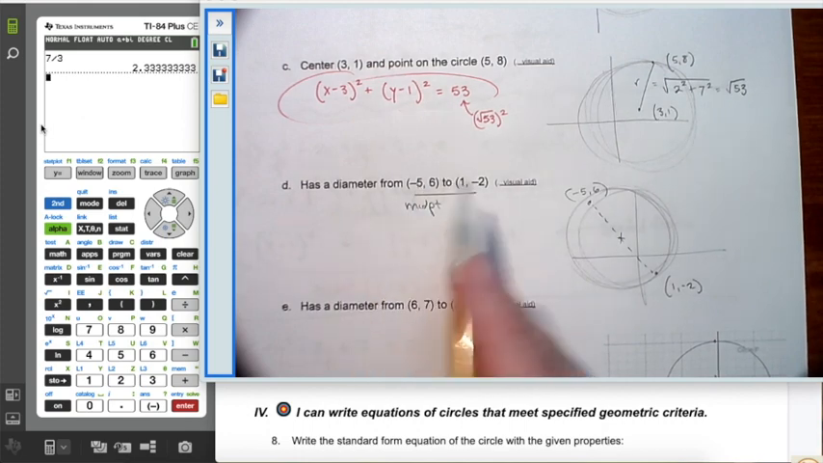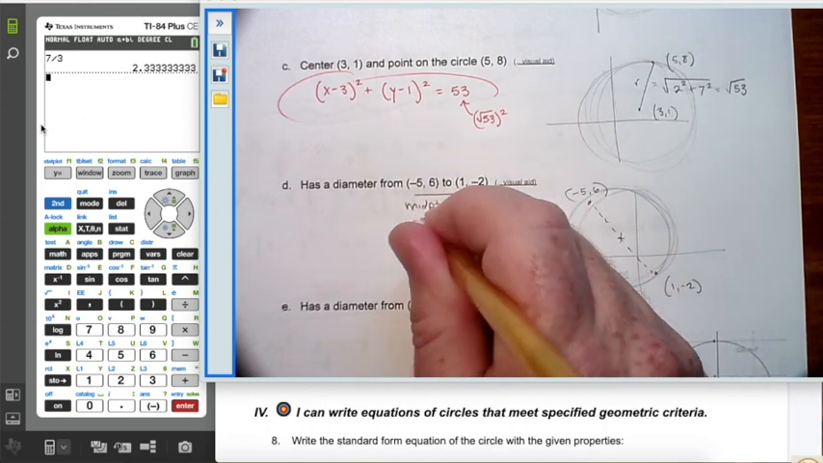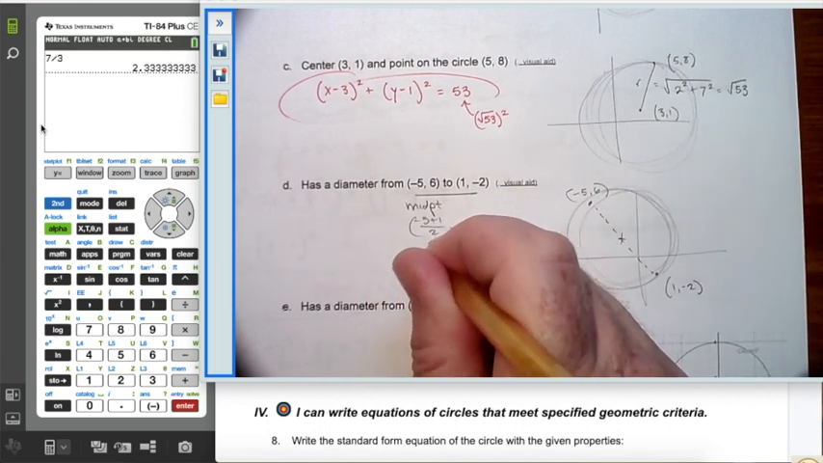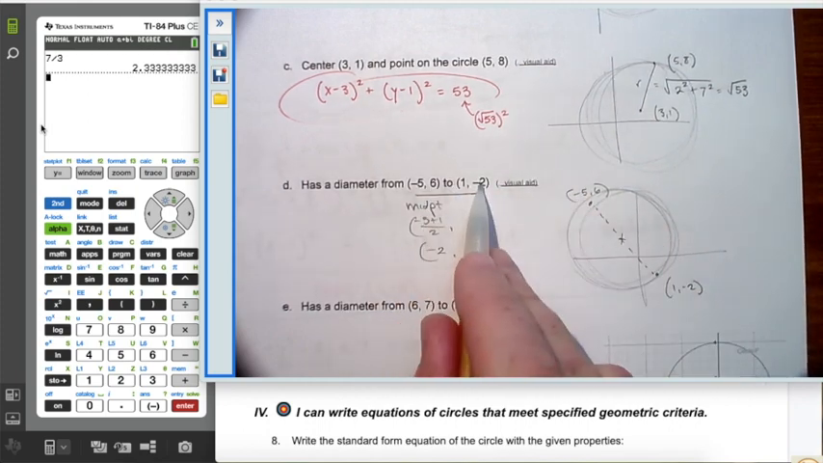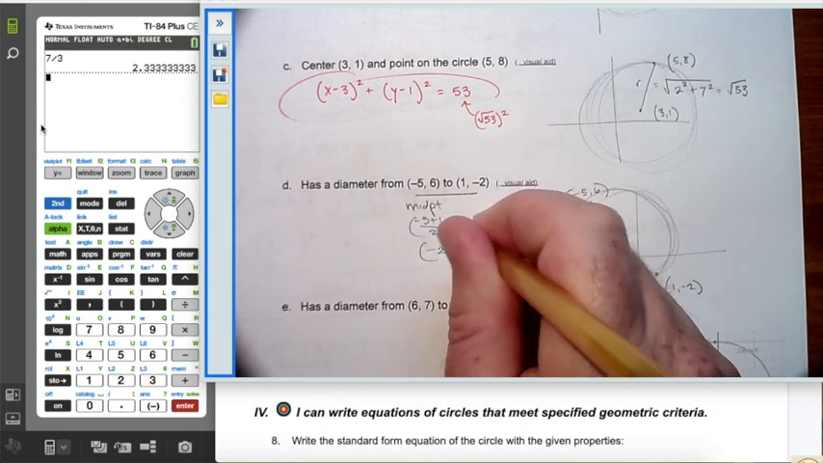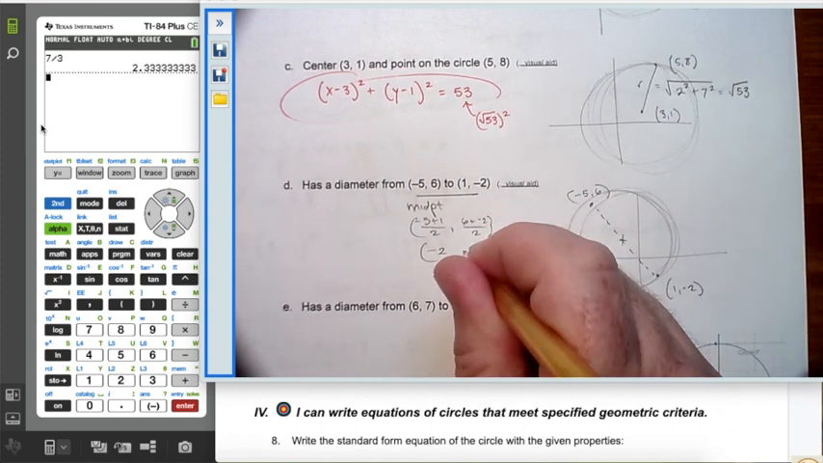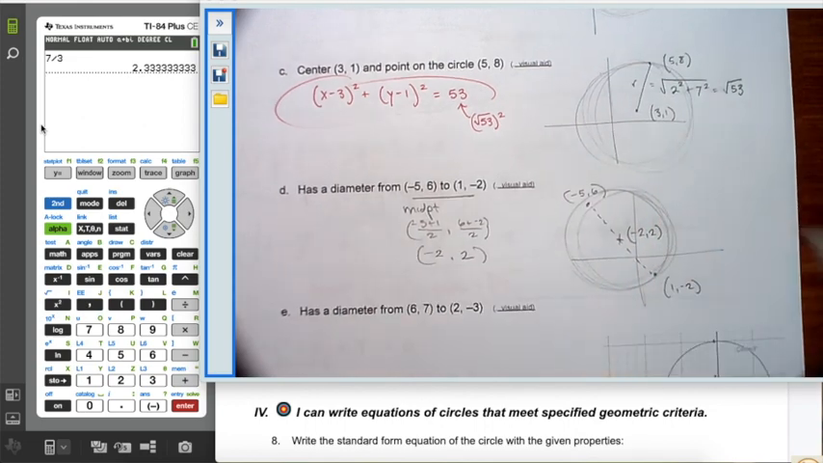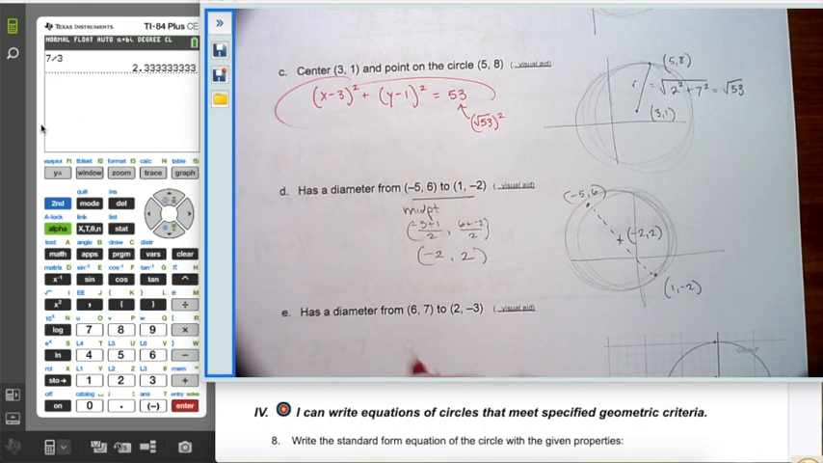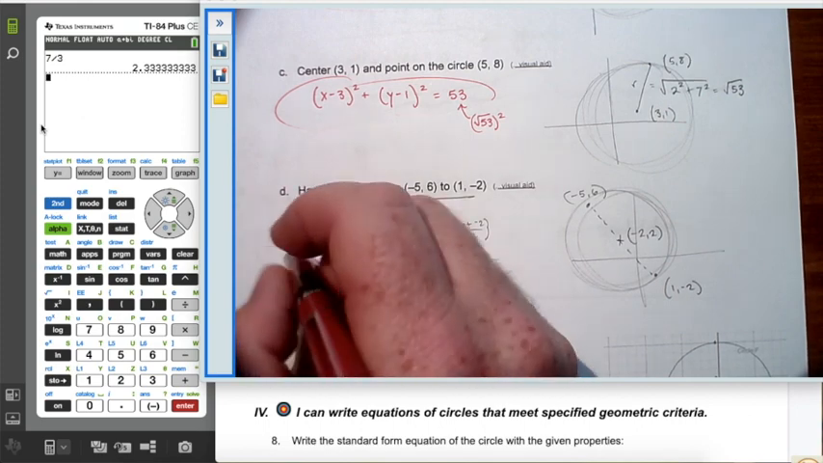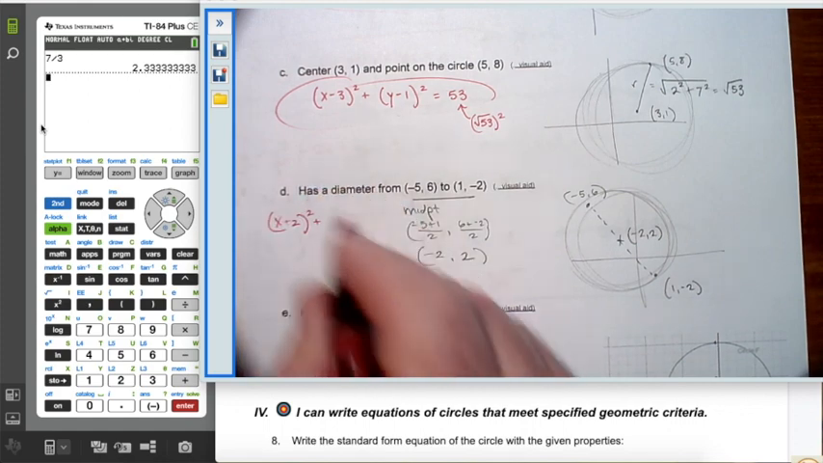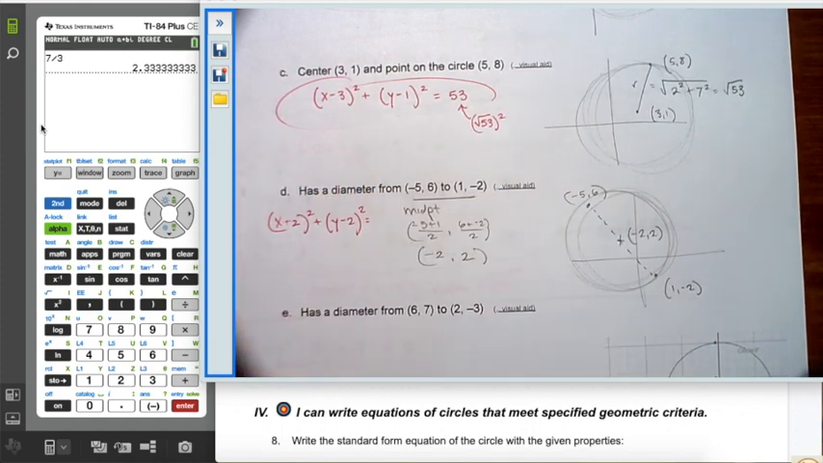Let's see, so we're going to average -5 and 1, add them together to get -2, and then average the y-coordinates, 6 and -2, add them together and take half. That's +2. So it looks like the center of the circle is at -2, 2. Now we just need to figure out the radius. Why don't I go ahead and just fill in that part of the formula. X plus 2 squared and y minus 2 squared.